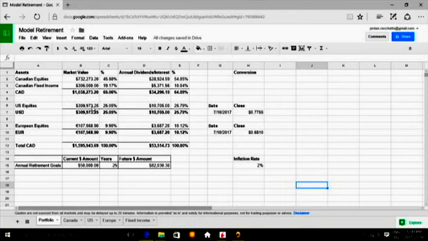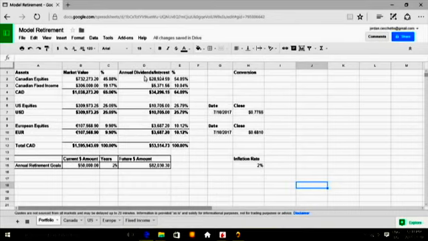And then you can see the percentage breakdown of all of your holdings. So how much you have in Canadian equities, Canadian fixed income, Canada overall, US equities. If you want US fixed income, you can put that in as well. European equities, and then your total asset value.